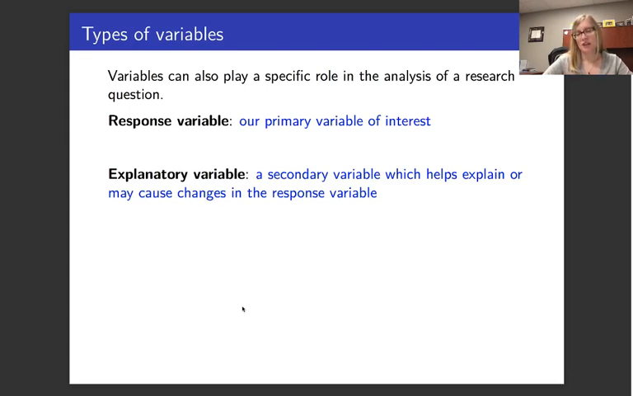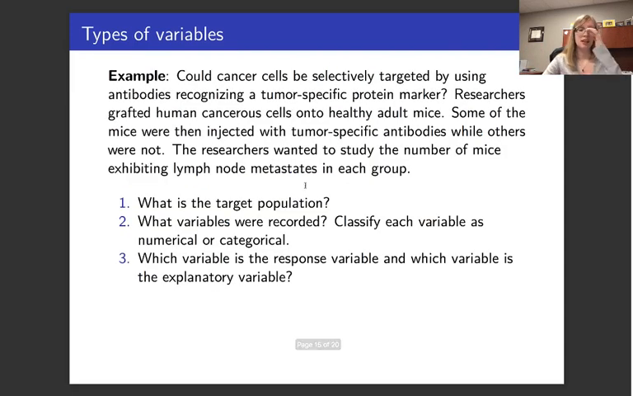An explanatory variable, then, is just a secondary variable. This is one that helps us explain or may cause some changes in the response variable. The explanatory variable explains the response. The response is really more of the why. This is what we're most interested in. It's why we're doing the study. Let's take a look at some examples.